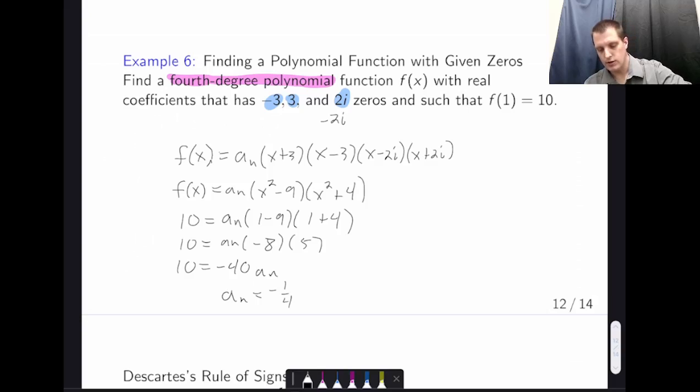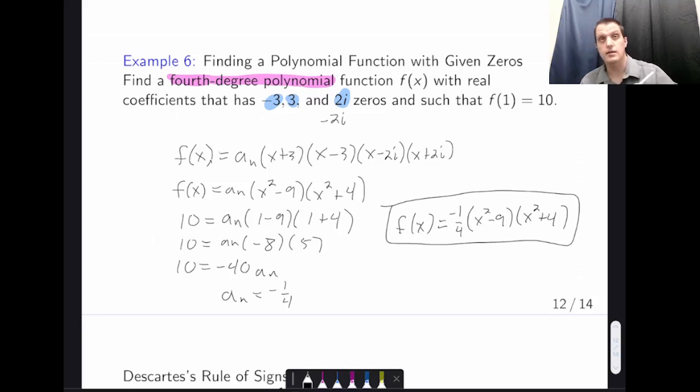So our actual equation is f of x, pen please stick with me here, is equal to -1/4 times x squared minus 9 times x squared plus 4. We did it. We made it. At least to the end of the 12th of 14 slides.